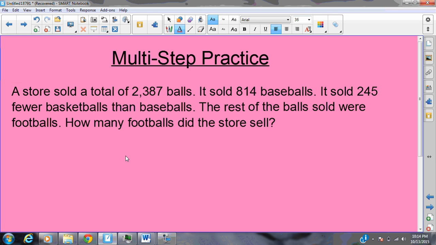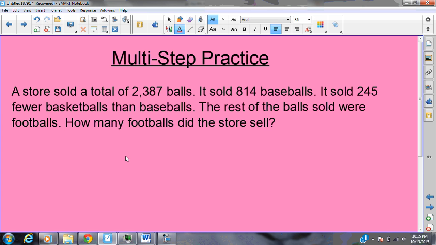More practice with multi-step word problems. Okay, so let's read our word problem today. It says a store sold a total of 2,387 balls. It sold 814 baseballs. It sold 245 fewer basketballs than baseballs. The rest of the balls sold were footballs. How many footballs did the store sell?